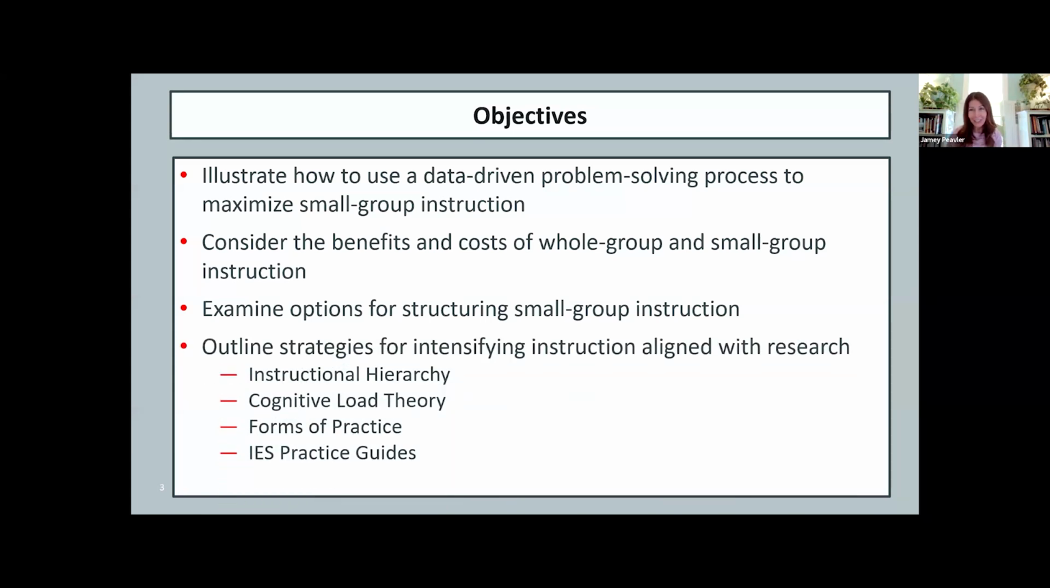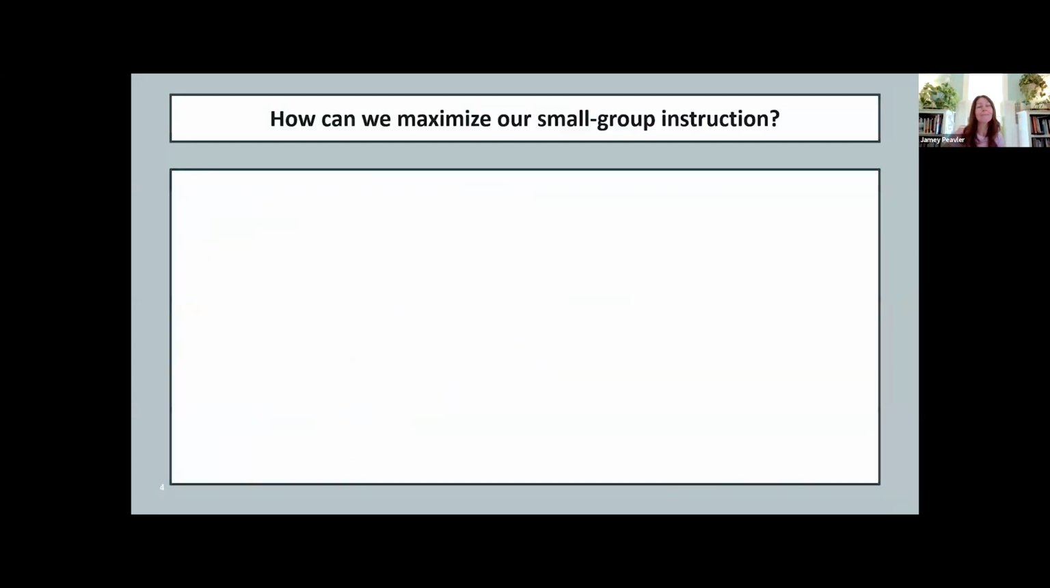So before we can do any of that work, I'm going to do some backstepping to talk about what we know makes instruction effective and impactful. And so the four subcomponents we're going to talk about related to that are the instructional hierarchy, cognitive load theory. We're going to do a quick drive-by of forms of practice, and then I want to make sure that I leave with you additional resources beyond what I've shared in this PowerPoint, and that's related to the IES practice guide.